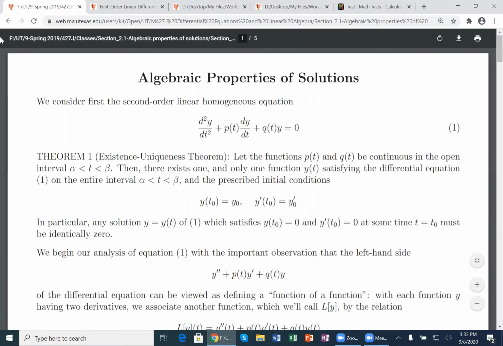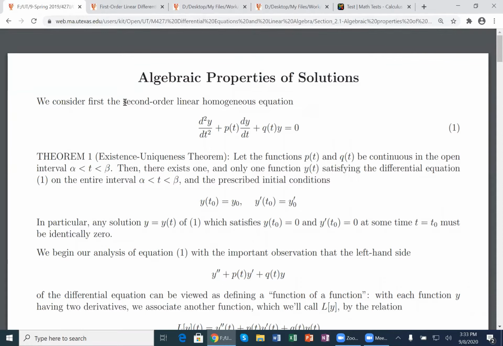We begin our discussion of section 2.1, algebraic properties of solutions. For the first time, we are talking about second order linear homogeneous equations. Second order means we have y prime prime. Please take a look at theorem 1.